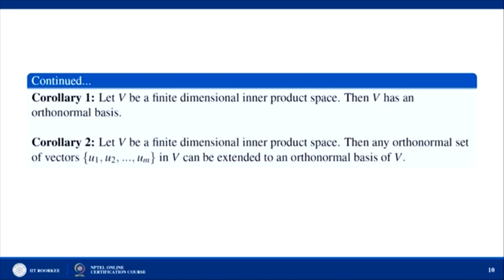Now if V is a finite dimensional inner product space, then any orthonormal set of vectors u1, u2 up to um can be extended to form an orthonormal basis of V. This is also very easy to show. You see, you now have a set of vectors u1, u2 up to um.